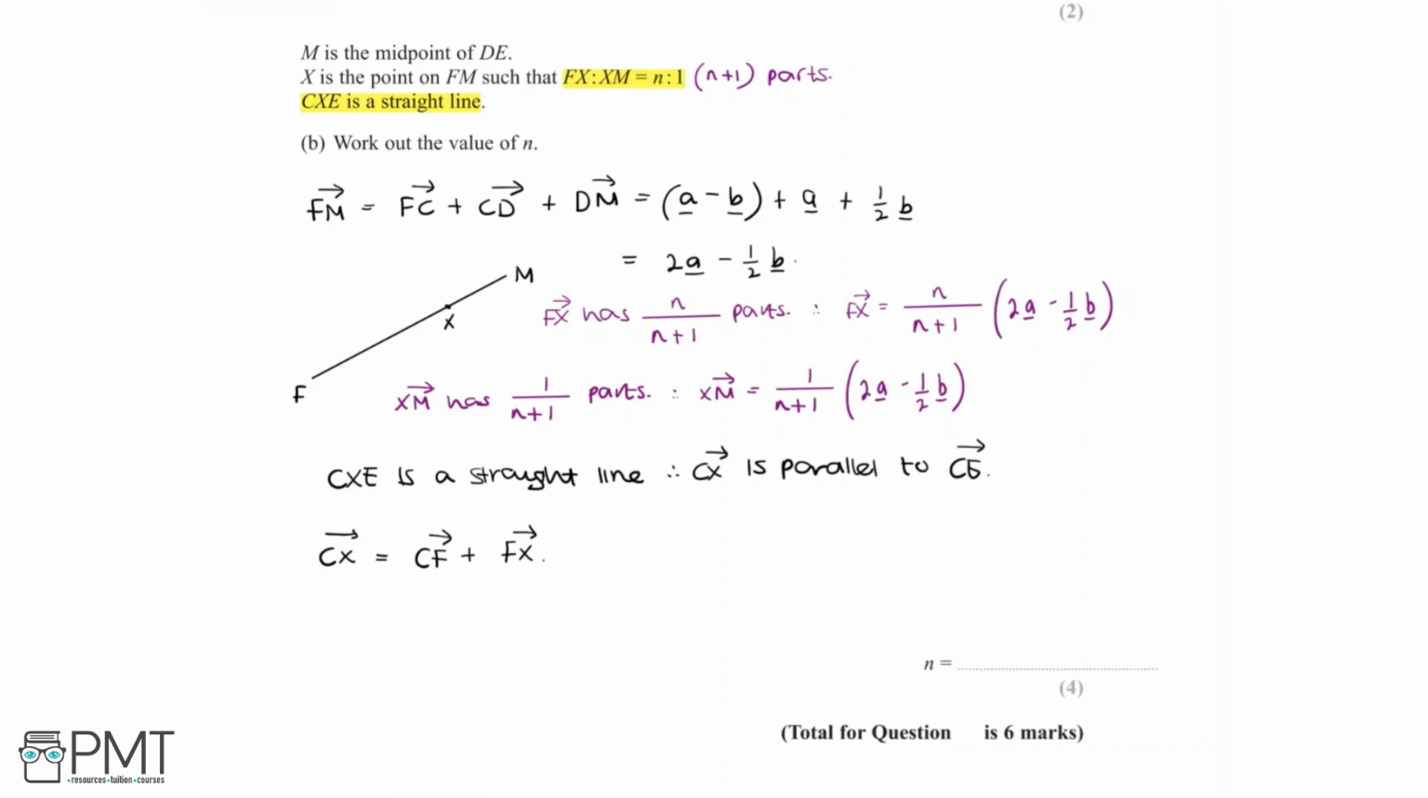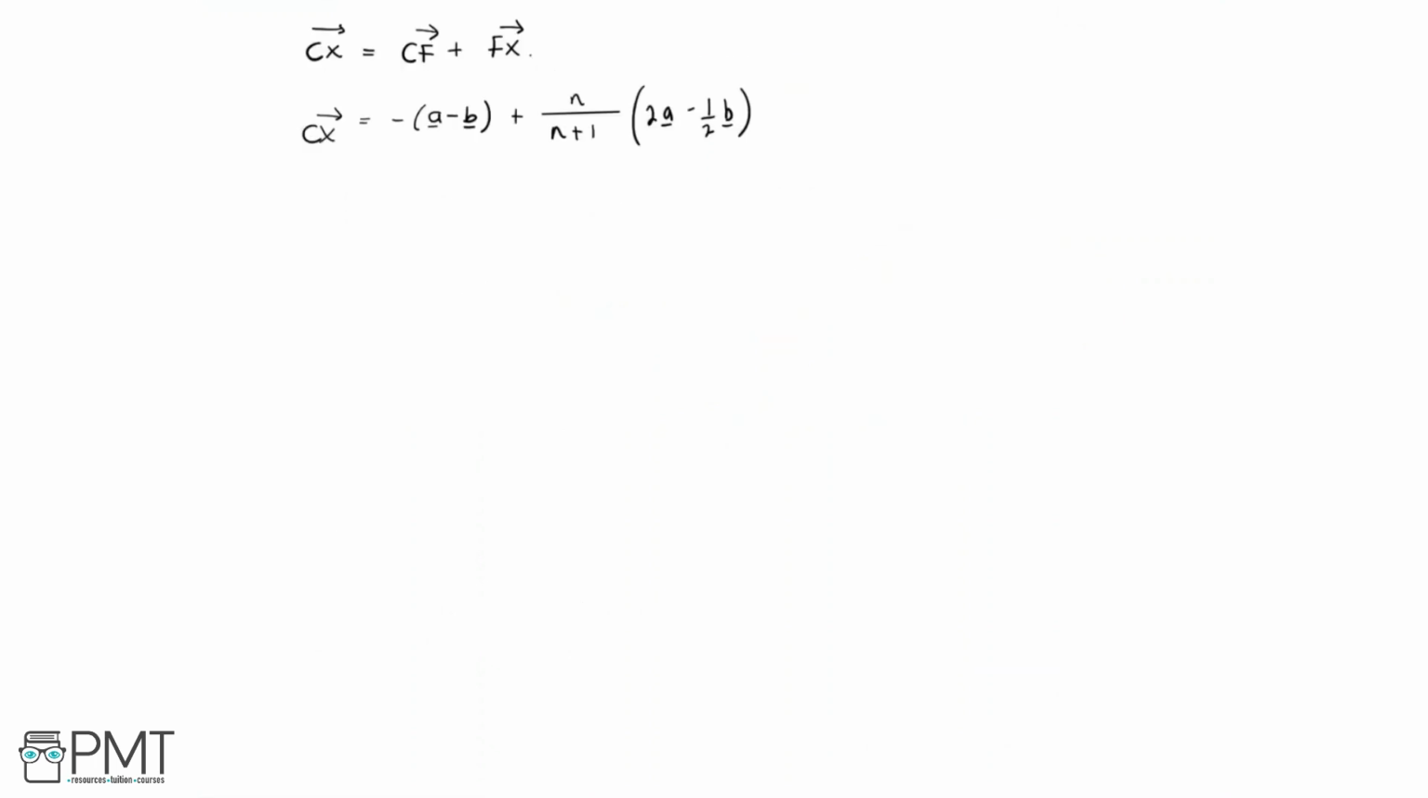We're told that FC is equal to A minus B, and so CF would be the negative of this. And so CF is equal to minus brackets A minus B. Now we need to add FX, and we said that the vector FX is equal to n over n plus 1 multiplied by 2A minus half B, which we can now add on to our vector CX. Well, now we have a lot of simplifying to do.